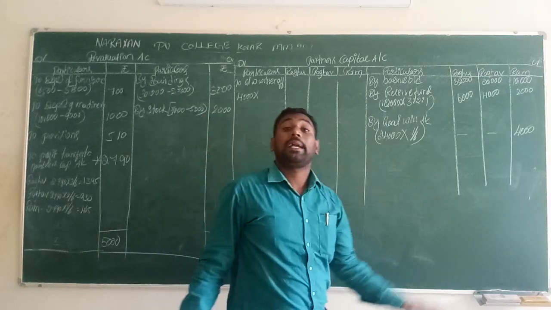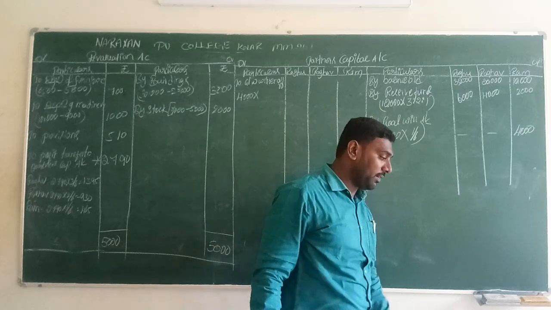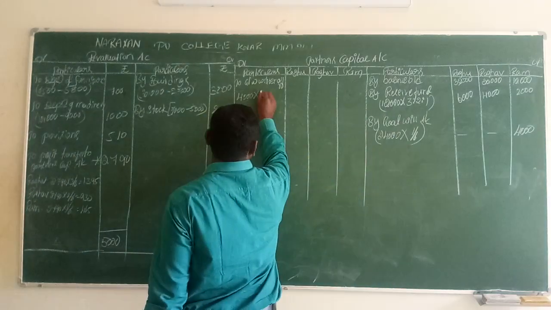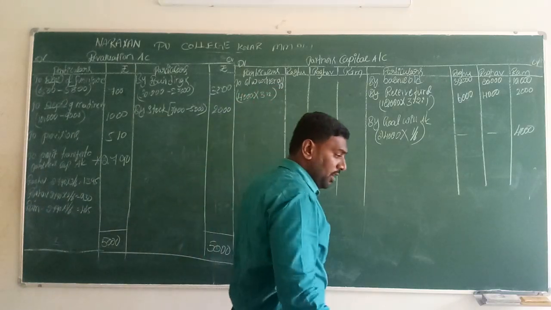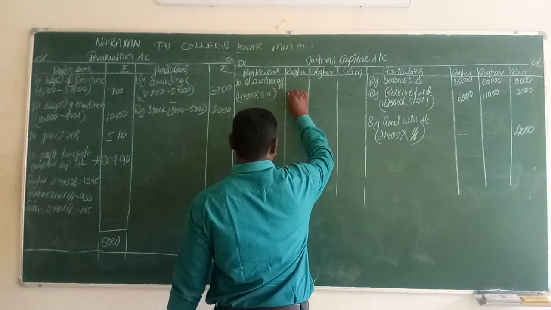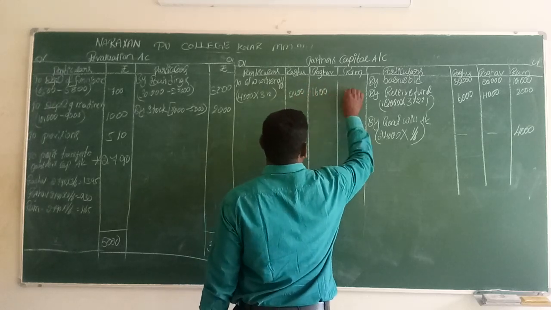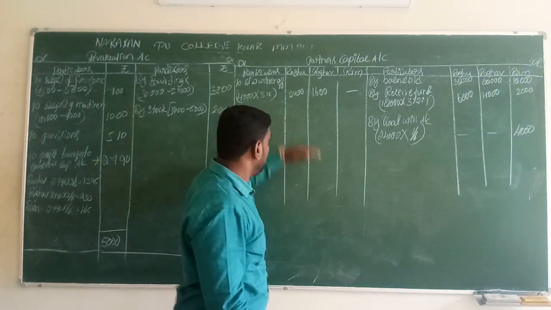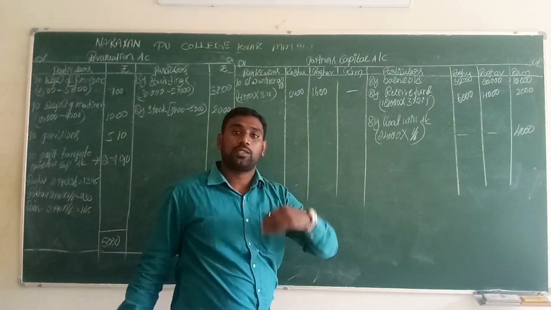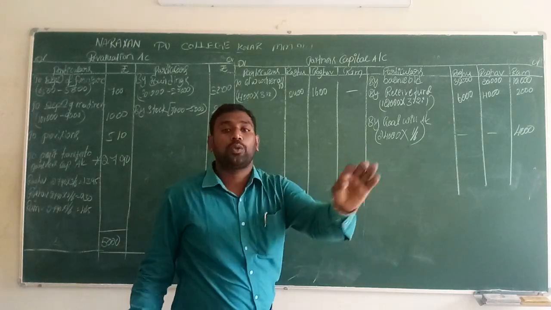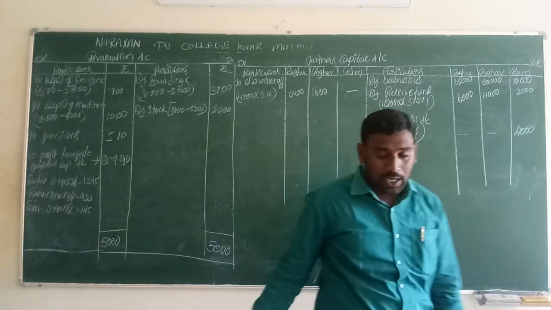According to the gain ratio of the remaining partners, the ratio is 3:2, as given. According to that, you have to distribute it 3:2. First partner will get 2,400 rupees, second partner will get 1,600 rupees. So in their capital accounts, the partners have to give this value to the retiring partner. So this is about adjustment number 3.